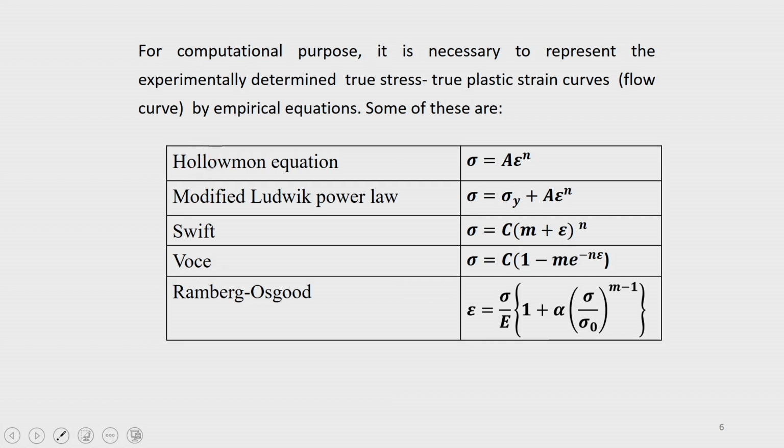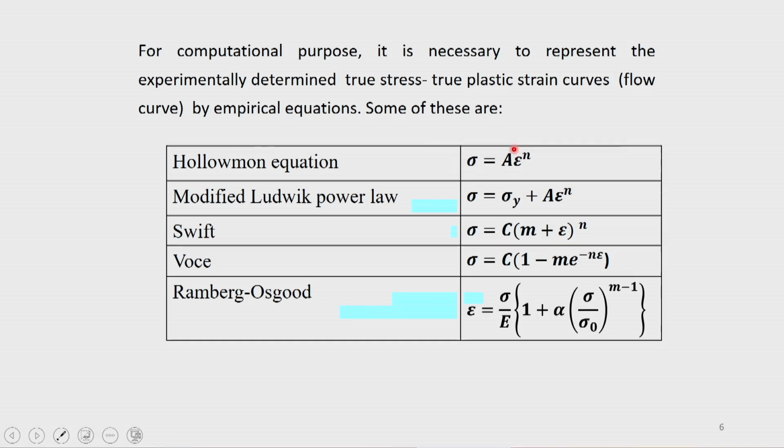So, one is the Holomon equation, where it gives that the stress sigma is equal to A epsilon raised to n, where n is the work hardening exponent, and A is called the strength coefficient, sigma is the true stress and epsilon is the true strain.